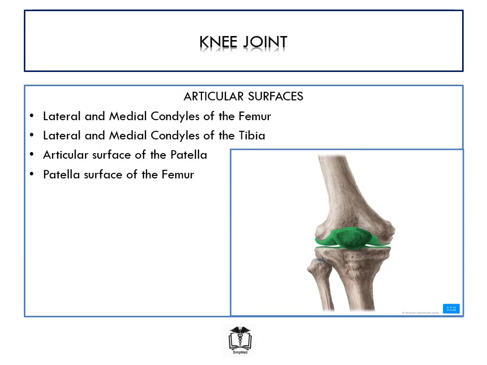What are the articular surfaces involved in forming the knee joint? For the femur, the lateral and medial condyles of the femur articulate with the lateral and medial condyles of the tibia to form the femorotibial joint. Then for the femoropatellar joint, we have the articular surface of the tibia articulating with the patellar surface of the femur, and that will give rise to the femoropatellar joint.